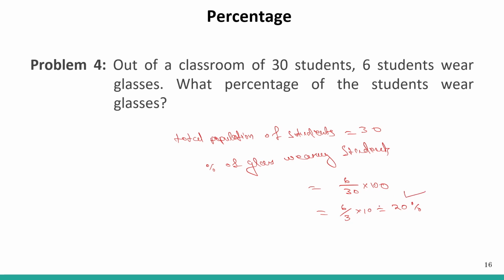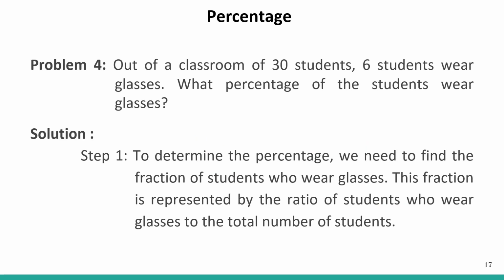Let's see a step-by-step solution. To determine the percentage, we need to find the fraction of students who wear glasses. This fraction is represented by the ratio of students who wear glasses to the total number of students. So the fraction of students who wear glasses is 6 by 30.